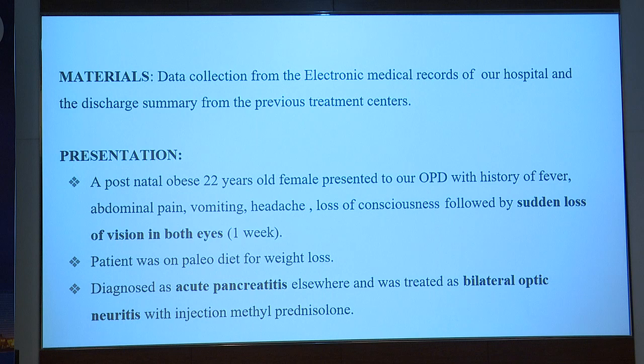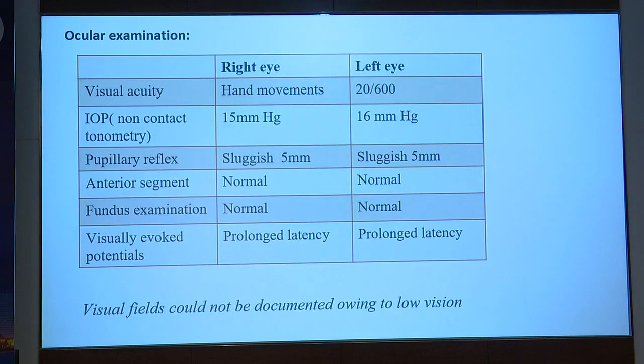The patient was also on a paleo diet for weight loss. She was diagnosed with acute pancreatitis elsewhere and was treated as bilateral optic neuritis with injection methylprednisolone according to the ONTT trial. On ocular examination, visual acuity in both eyes was grossly reduced, right eye more than left eye. Pupillary reflex was sluggish in both eyes, which were 5 mm dilated. Anterior segment and posterior fundus examination were normal.